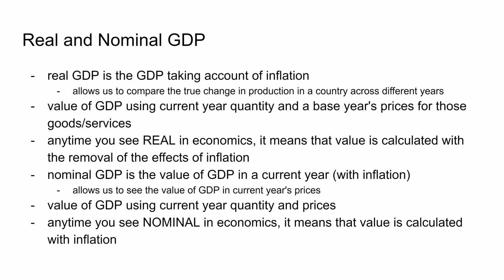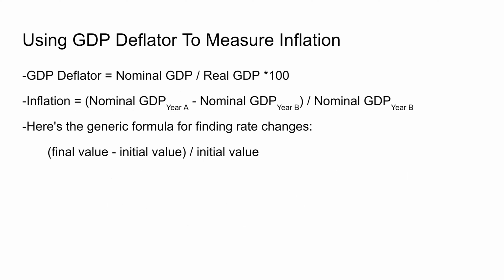Again, anytime in economics you see the word nominal, it means the value is calculated with inflation. And using GDP deflator to measure inflation, GDP deflator is basically nominal divided by real, and you multiply that by 100. It gives you an index. So if you see that the index is over 100, you would expect that between year A and year B, there has been some sort of inflation.